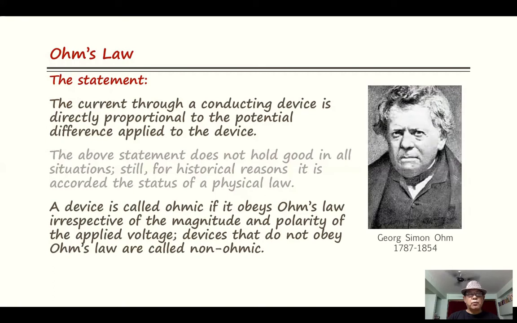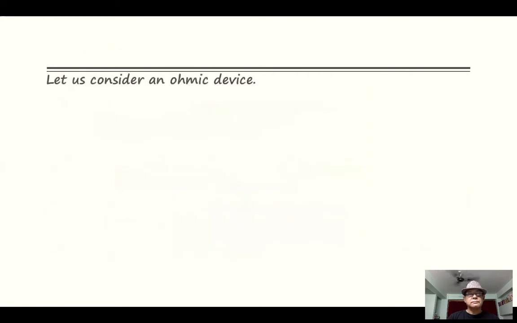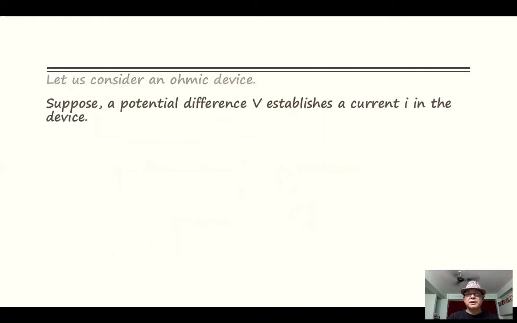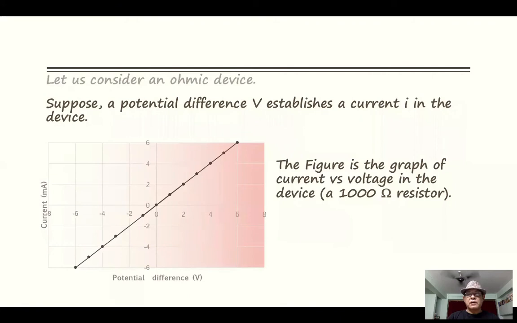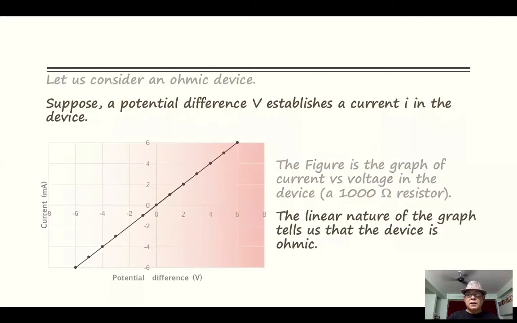A device is called ohmic if it obeys Ohm's law, irrespective of the magnitude and polarity of the applied voltage. Devices that do not obey Ohm's law are called non-ohmic. Let us consider an ohmic device. Suppose a potential difference V establishes a current I in the device. The figure is the graph of current versus voltage in the device, which is in fact a 1000 ohm resistor. The linear nature of the graph tells us that the device is ohmic.